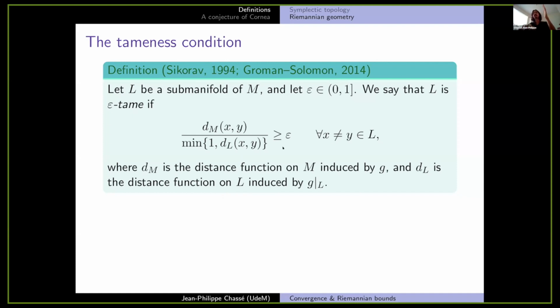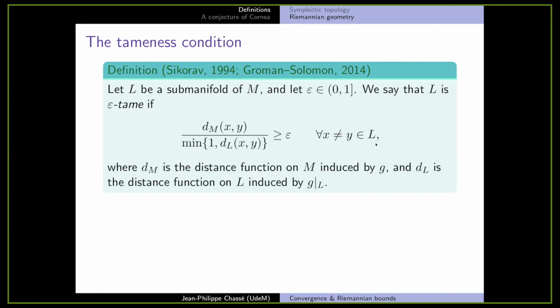This definition appeared at first in another form, just called tame, in a work of Sikorav, but it has also appeared more recently in work of Groman and Solomon, where it's named epsilon Lipschitz. So there are a few names for that, with slightly different definitions.